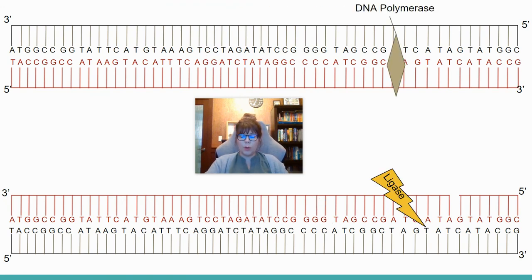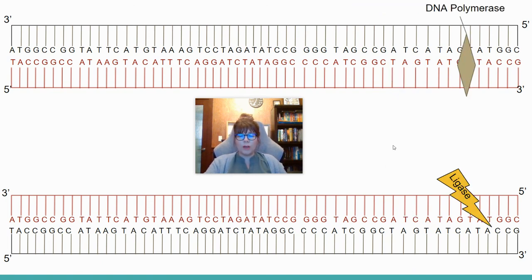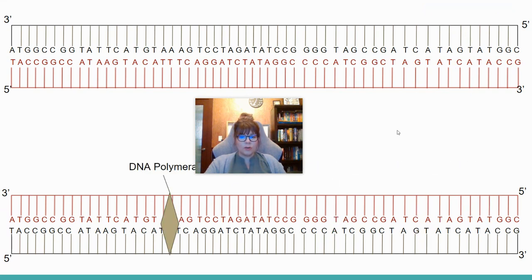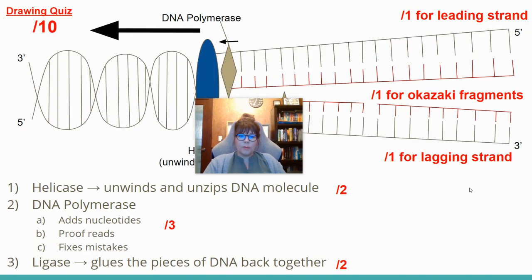Ligase will glue the Okazaki fragments together. And then I would make yourself a second note underneath this and say DNA polymerase reads both strands. So it reads both sets of complementary DNA. Because DNA polymerase is trying to make sure that there's no mistakes, no issues, okay? So that's kind of what the role of replication is.